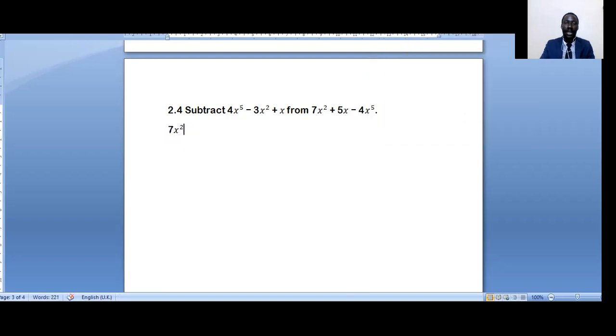Plus 5x minus 4x cubed. 4x cubed, is it? 4x raised to power 5 instead. Then from this one, we have to subtract this other quantity right here. We have to subtract this one from that. So it will be minus, well, it's going to be safer for us to have a bracket. So we'll be having 4x raised to power 5.